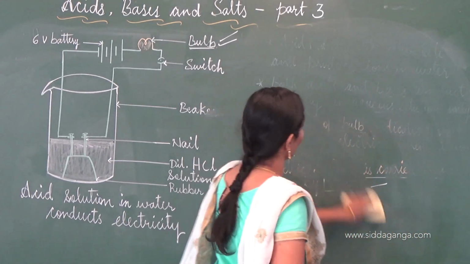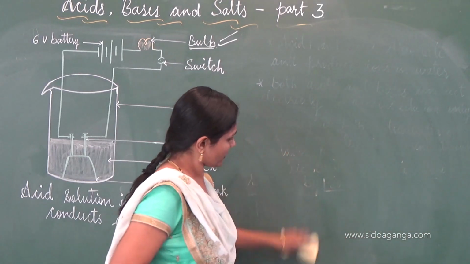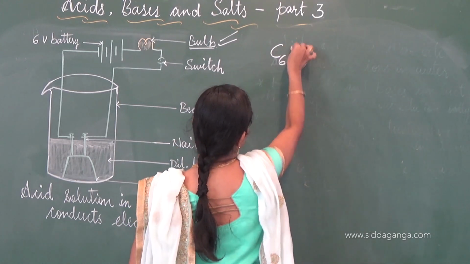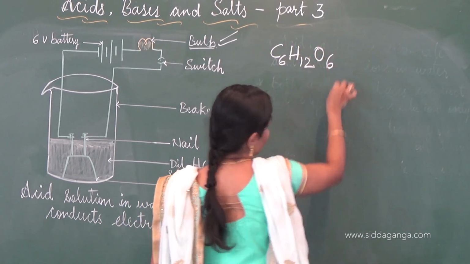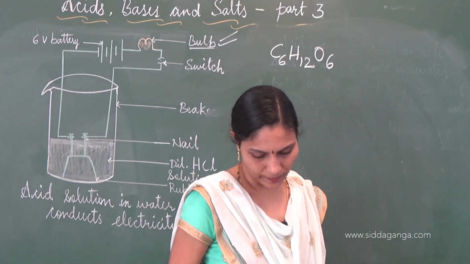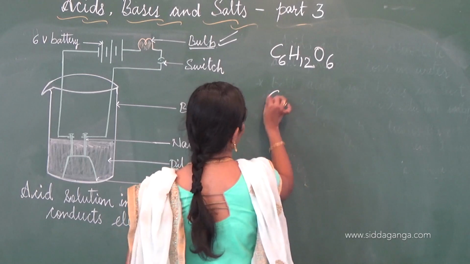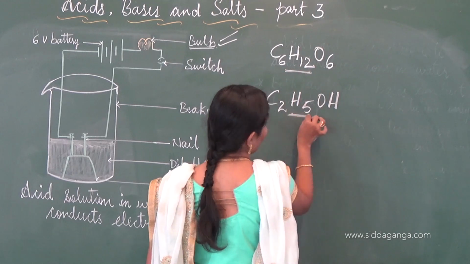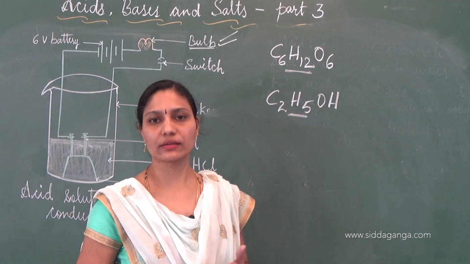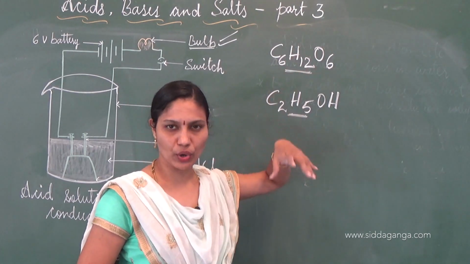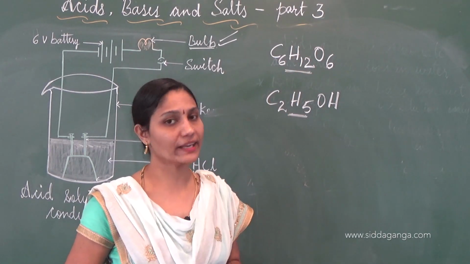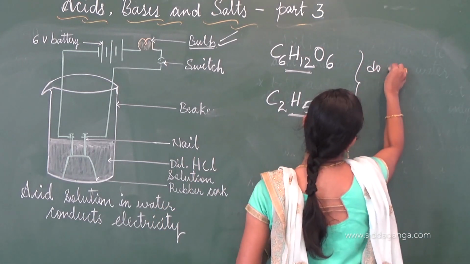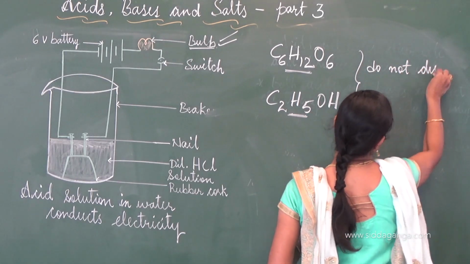Glucose and alcohol also contain hydrogen. When we write the molecular formula, glucose is C6H12O6 and the other is alcohol, right? That is ethanol. Ethanol is C2H5OH. They contain hydrogen, but they do not dissociate to form ions. In water, glucose simply dissolves, but it does not dissociate to produce ions. Both of these do not conduct electricity because they do not dissociate to produce ions.